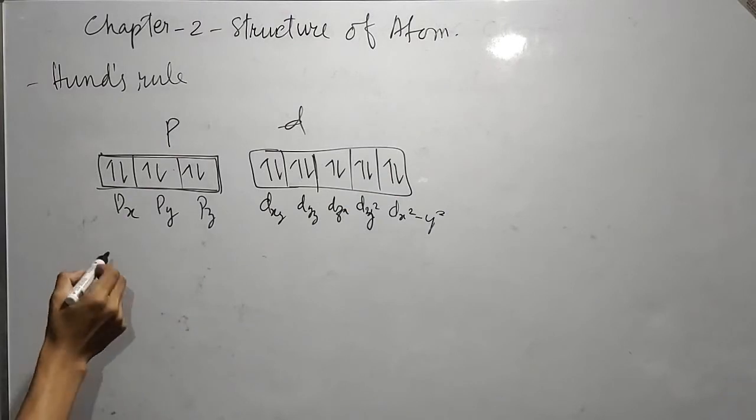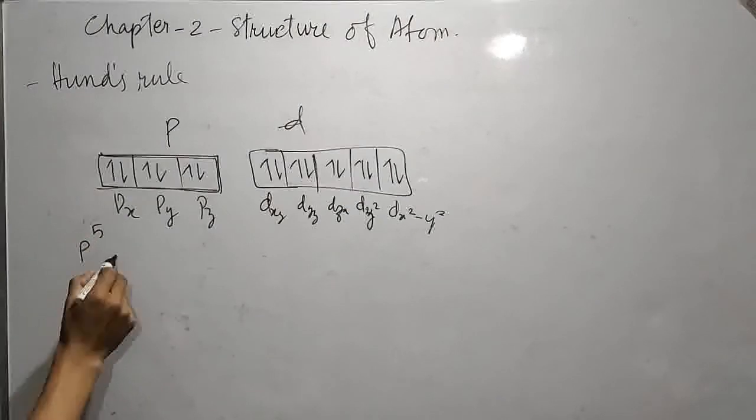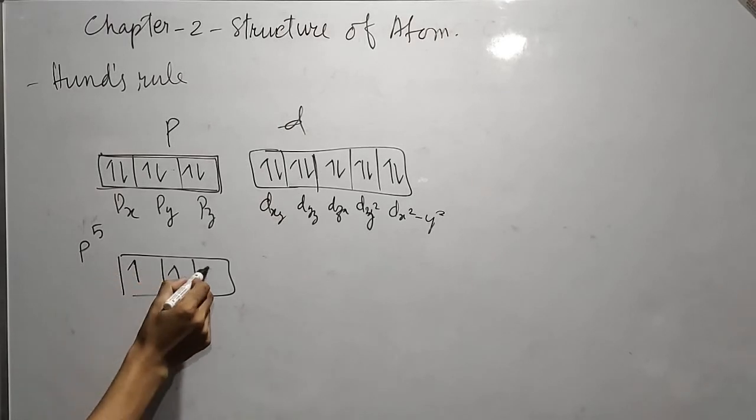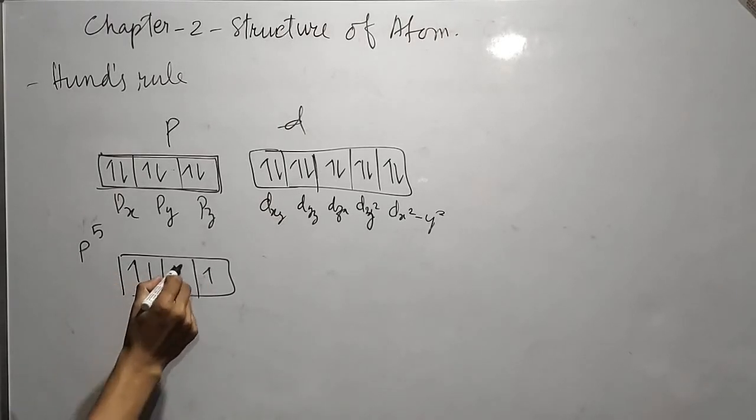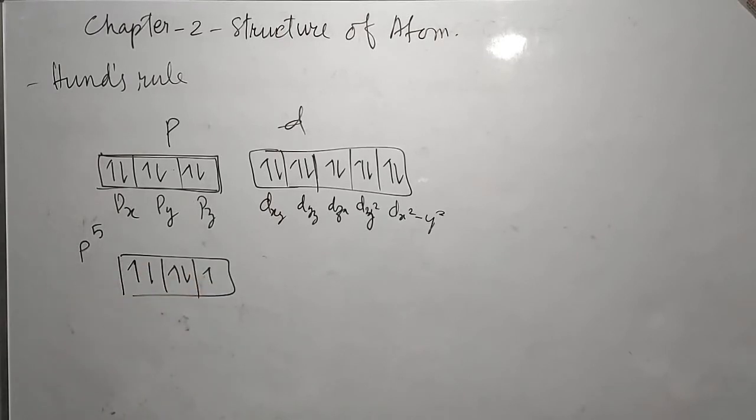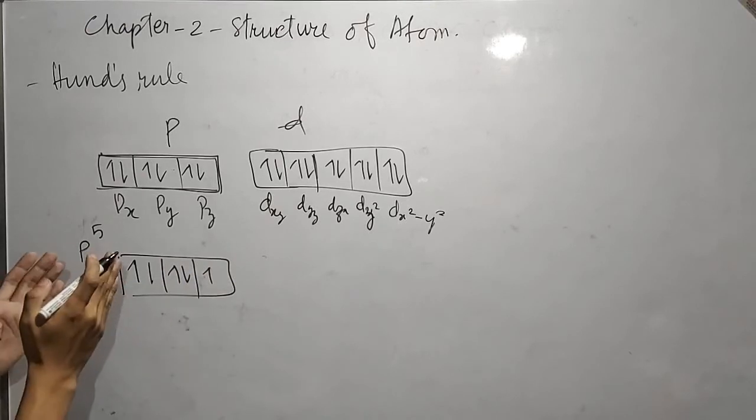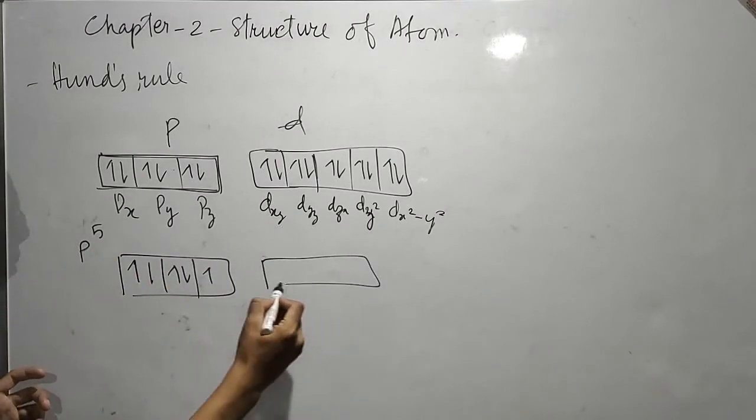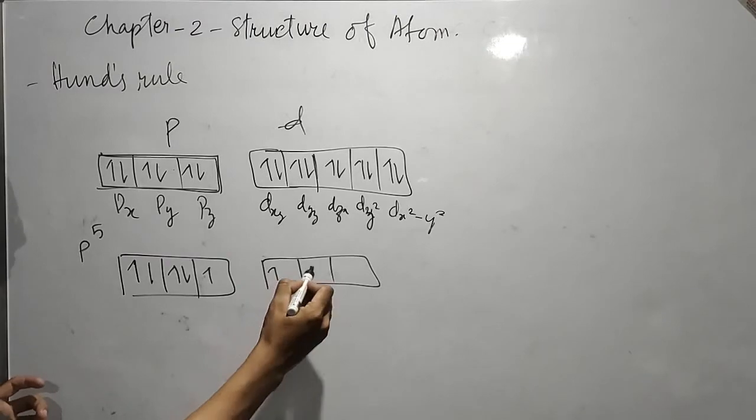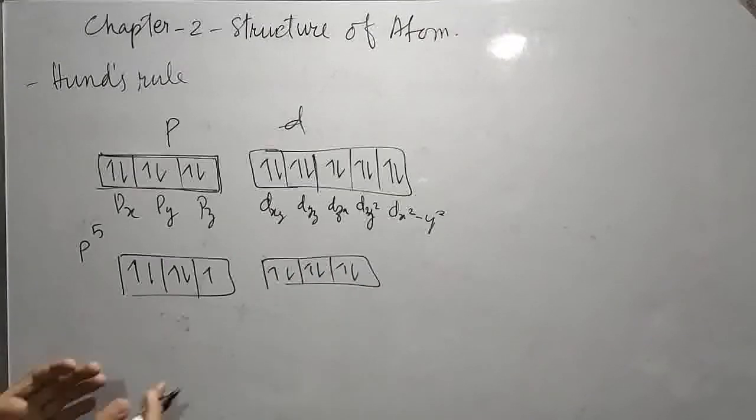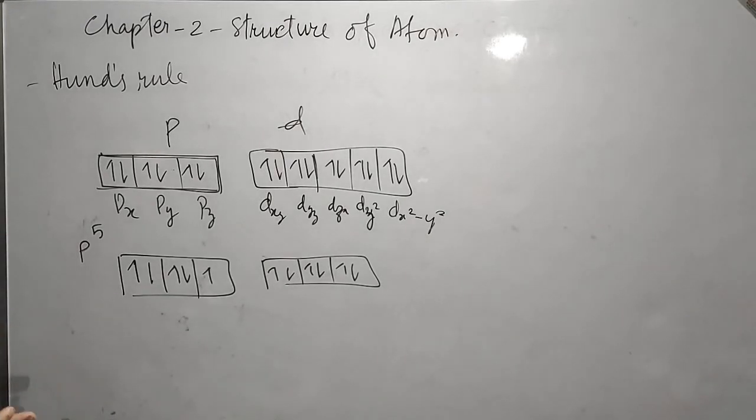Suppose in the p orbital there are 5 electrons, then how we do it is like this: first 1, 2, 3, then only 4, 5 you will have to pair up. Whenever you are filling the electrons singly, first all the directions should be of the same type, then only the pairing up will be in the opposite direction of the first one. So that is how it is done.